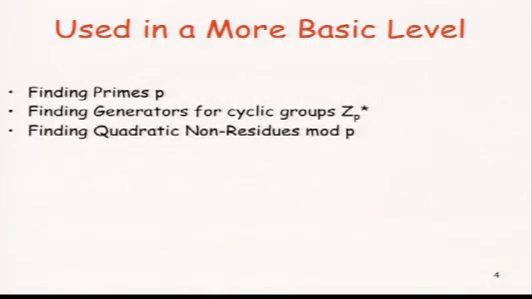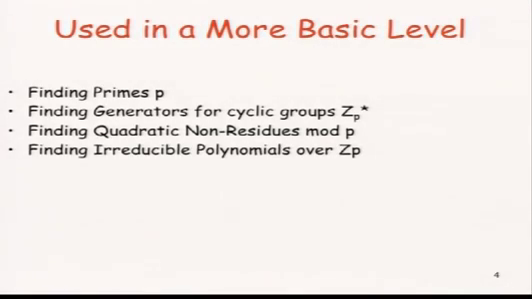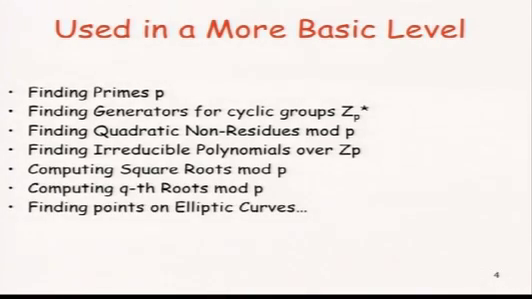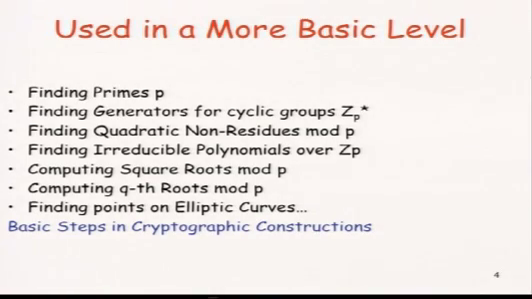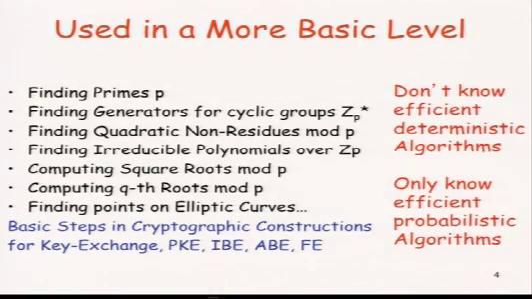Another example is finding quadratic non-residues mod p, finding irreducible polynomials over Z_p, computing square roots mod p, computing cube roots mod p, finding points on elliptic curves. I could go for a long list. Some you are familiar with what these mean, some are not. But just take my word for it that these are basic steps in existing cryptographic constructions. Every cryptographic construction that I'm familiar with does one or other of these steps. And in order to actually fulfill these steps, we don't know efficient deterministic algorithms, but we only know efficient probabilistic algorithms.